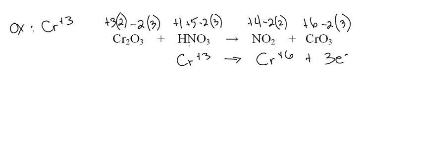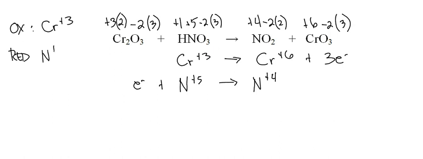So the only other thing left is the nitrogen that has a +5 going to a +4. And yes, it is being reduced because it is becoming more negative, even though it still has a positive value. So that means that it's gaining an electron. Therefore, the nitrogen +5 is being reduced.